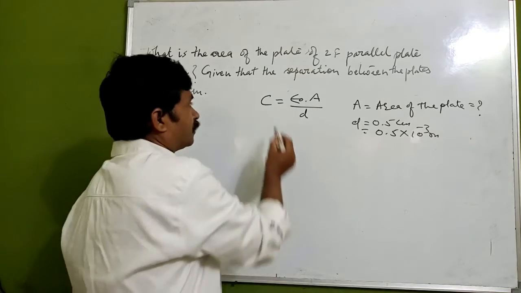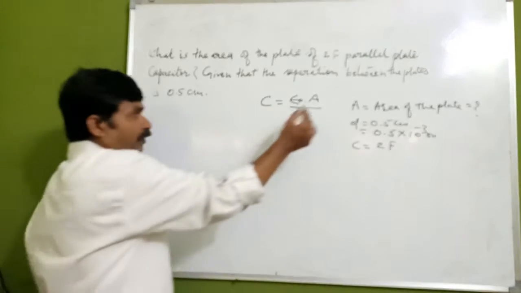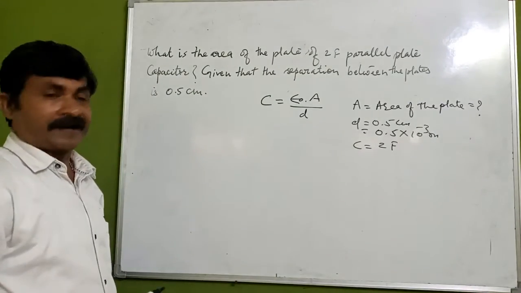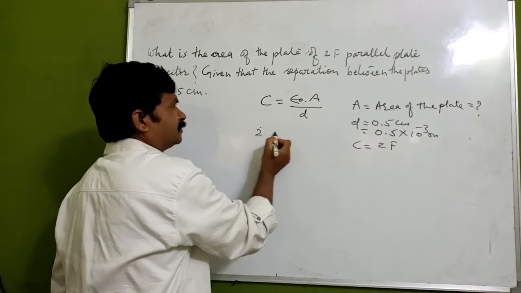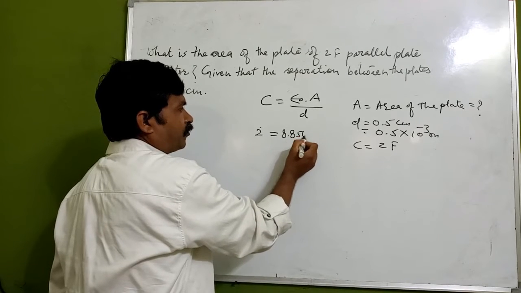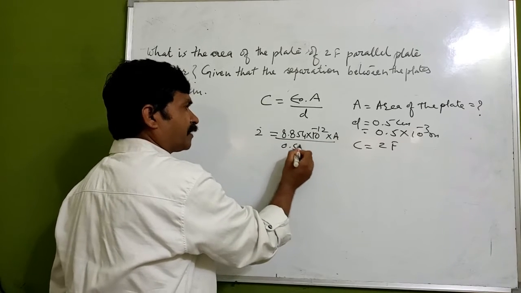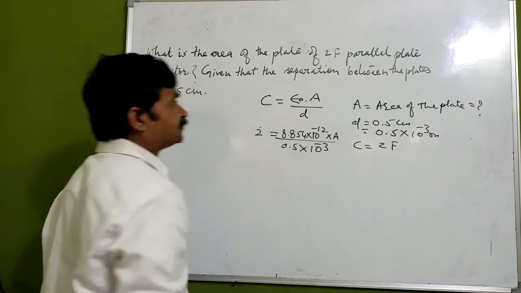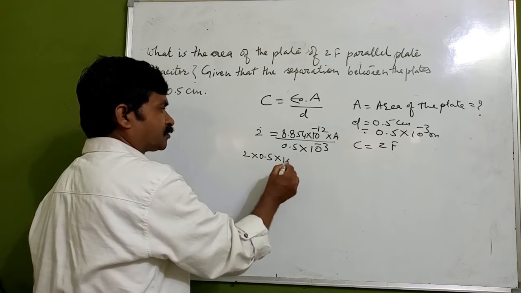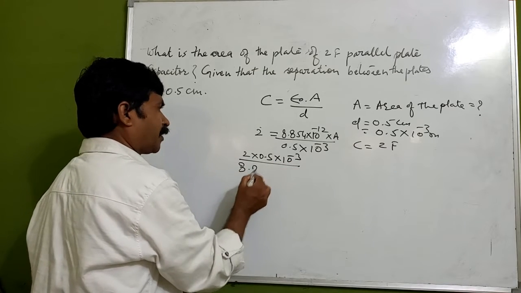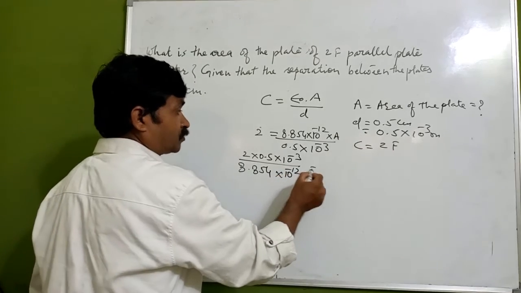Now we have got these two values. Capacitance is also given to us, 2 farad. If we substitute our values, we are going to have the area of the plate. So 2 farad equals epsilon naught, 8.854 into 10 raised to the power minus 12, into A divided by 0.5 into 10 raised to the power minus 3 meter. So A is 2 into 0.5 into 10 raised to the power minus 3 divided by 8.854 into 10 raised to the power minus 12, which is going to be the area.